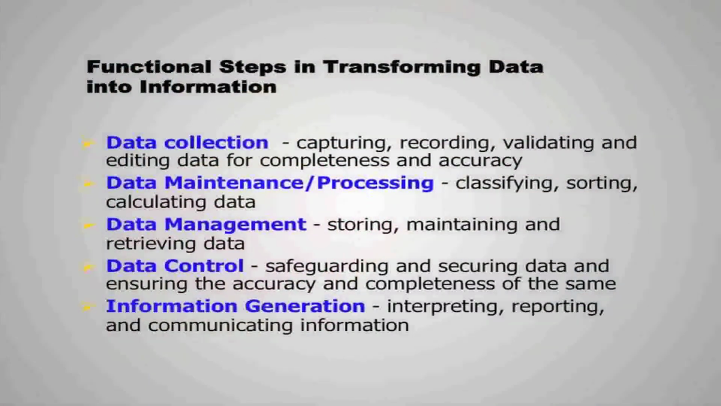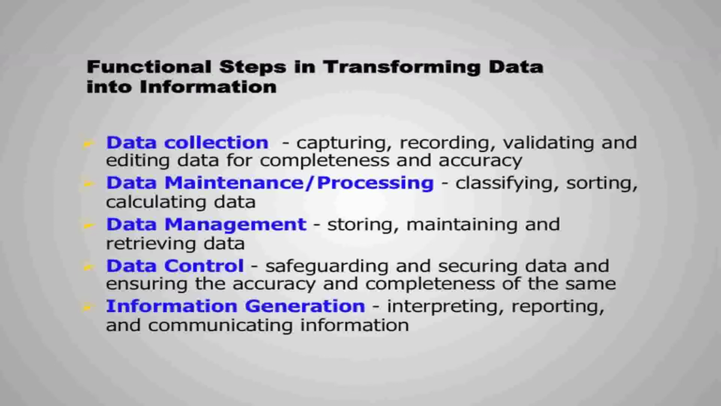Now, having understood data and information in the information system, let us move further towards the functional steps in transforming data into information. We have taken up an example of a sales voucher, and how the raw data of the sales voucher, when processed, is converted into information. We will again discuss it.